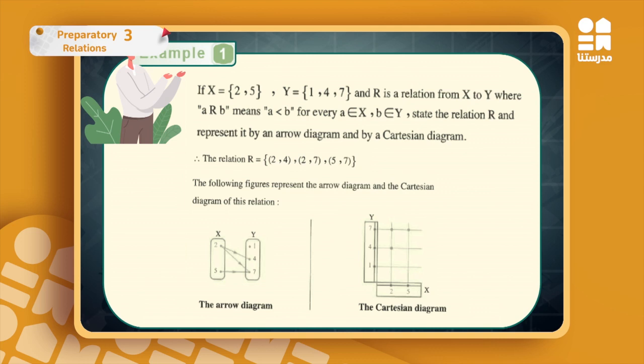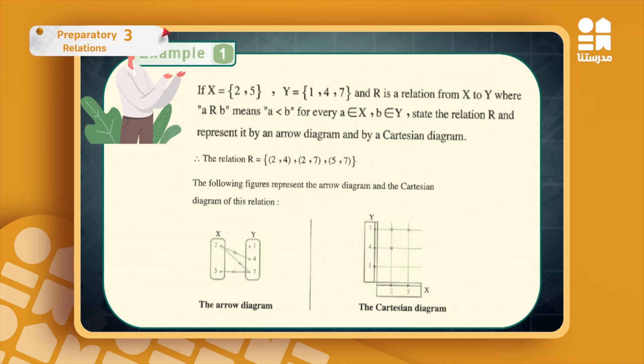طيب كده 2 خلصت، نخش على ال 5. 5 not less than 1، مش هختارها مع ال 1. 5 also not less than 4، مش هختارها مع ال 4. But 5 is less than 7، يبقى هكتبها مع ال 7. هنلاحظ ان الريليشن بتاعتنا has 3 elements، 3 ordered pairs. Then represent it like the previous lesson، نقدر نعملها زي الحصة اللي فاتت بكل سهولة.